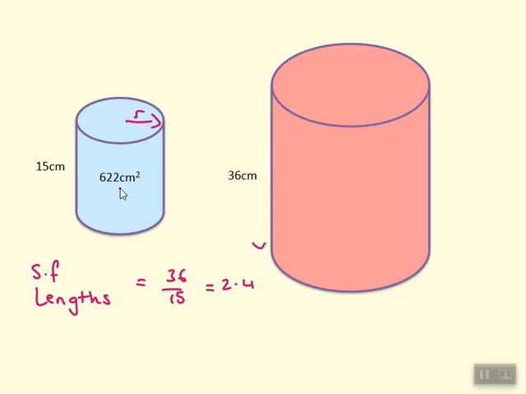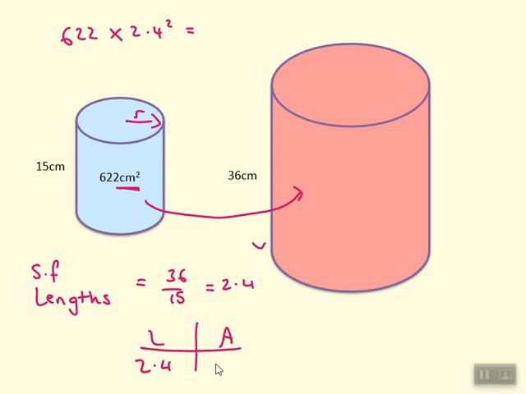Okay, so to work out the area of the larger one, we just need to take the surface area of the smaller one and multiply by 2.4 squared. So remember that little table, length, area. If the length was multiplied by 2.4, the area must have been multiplied by 2.4 squared. Okay, so let's work that out. 622 times 2.4 squared is a large number, which it would be. It's 3,582.72 centimeters squared.